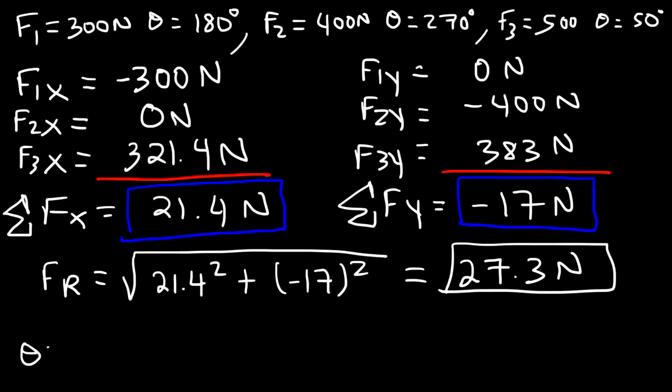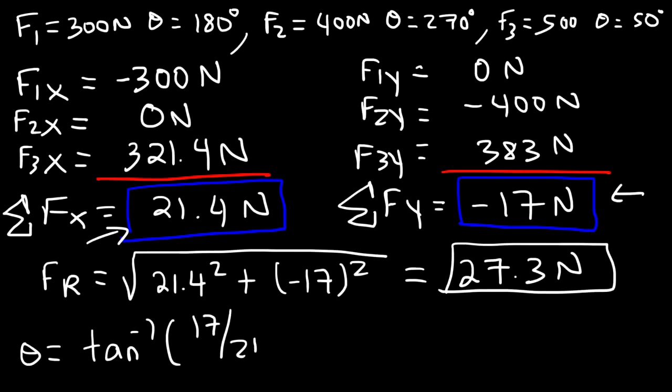Now let's find the angle. So this is going to be arctangent. Now make everything positive, y and x. So F of y, 17 over F of x, which is 21.4. When you make it positive, this will give you the acute angle, the reference angle between 0 and 90. So arctan 17 divided by 21.4, that's 38.5 degrees.